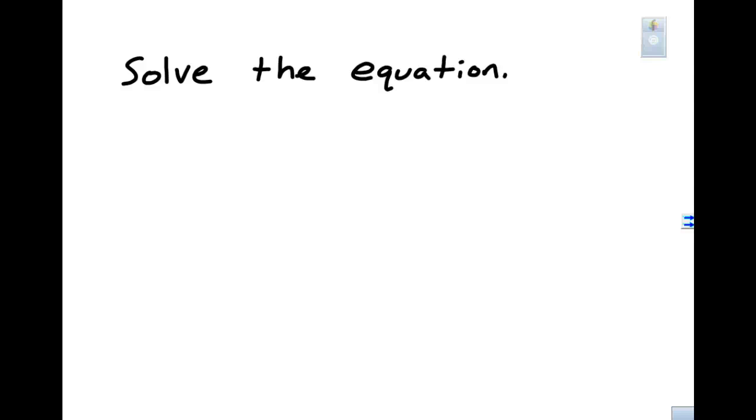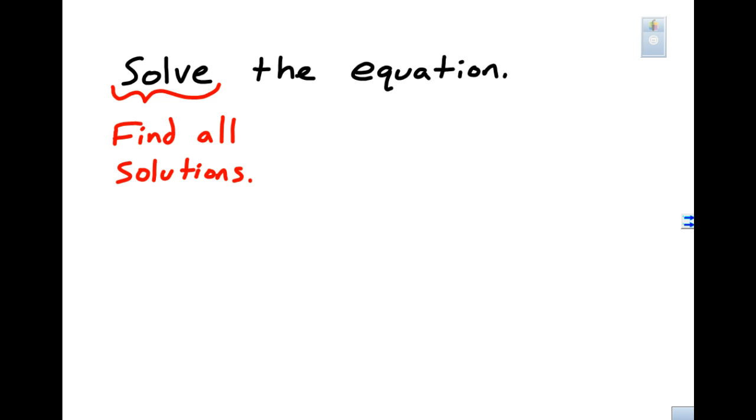Okay, let's do an example. We are going to solve an equation. Before we do the example, let me explain what the directions mean. When you are asked to solve an equation, what they're really asking you to do is to find all the solutions to that equation.